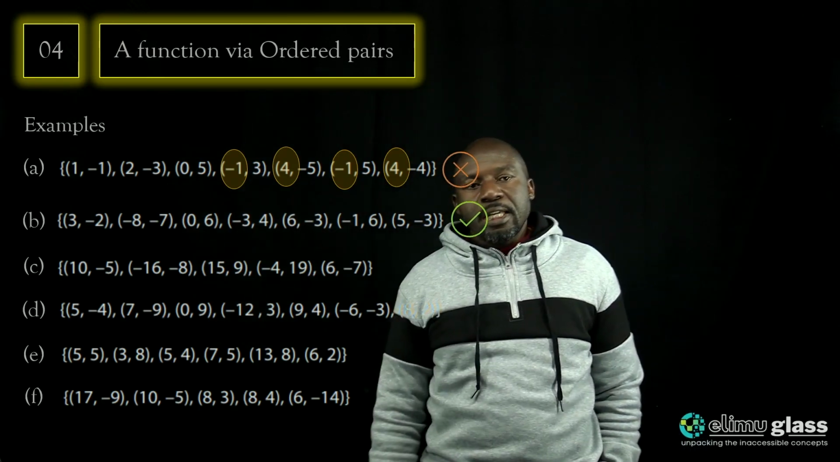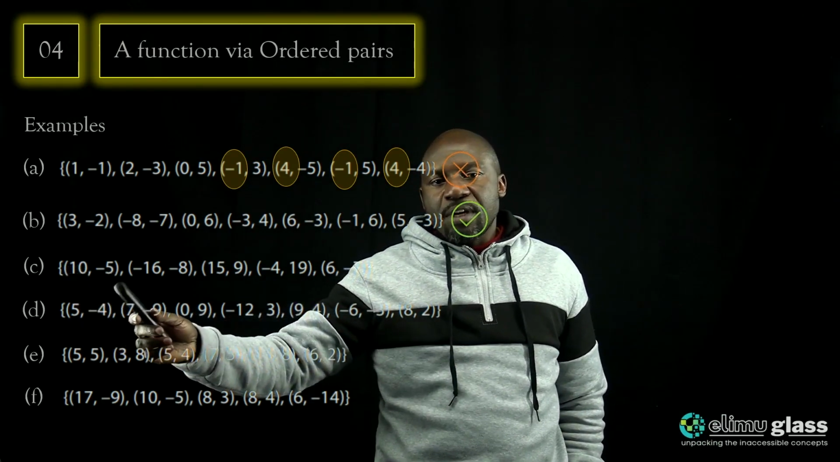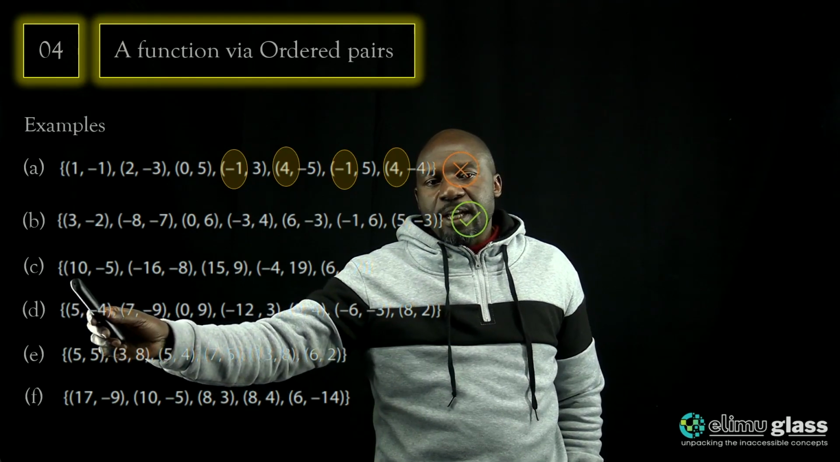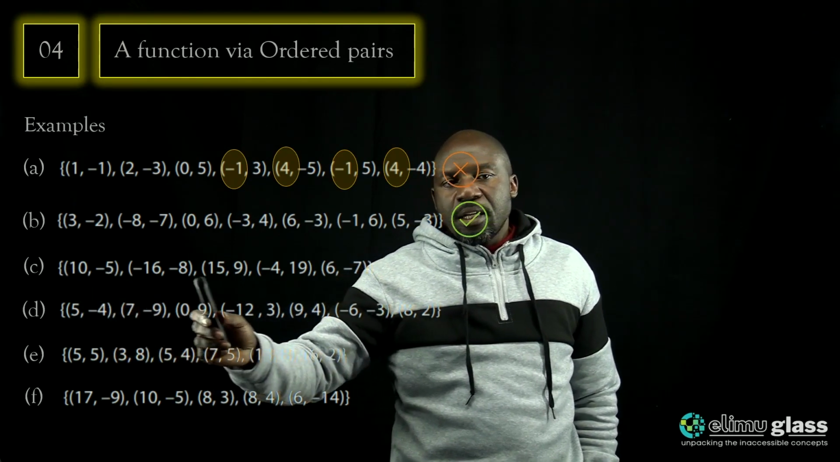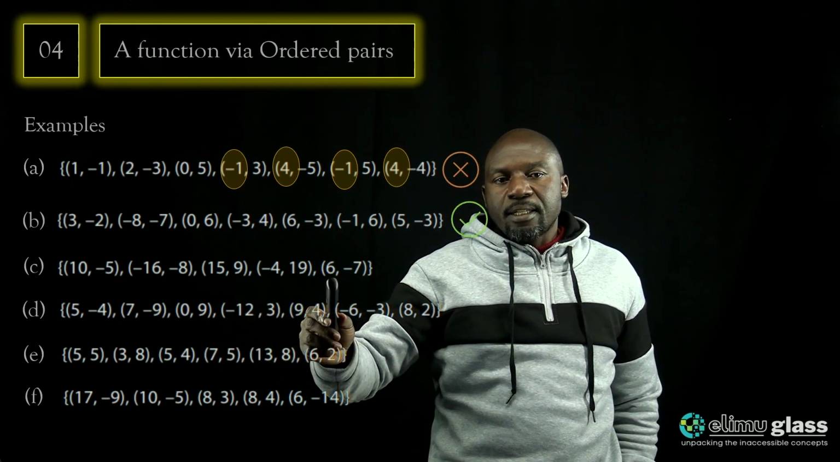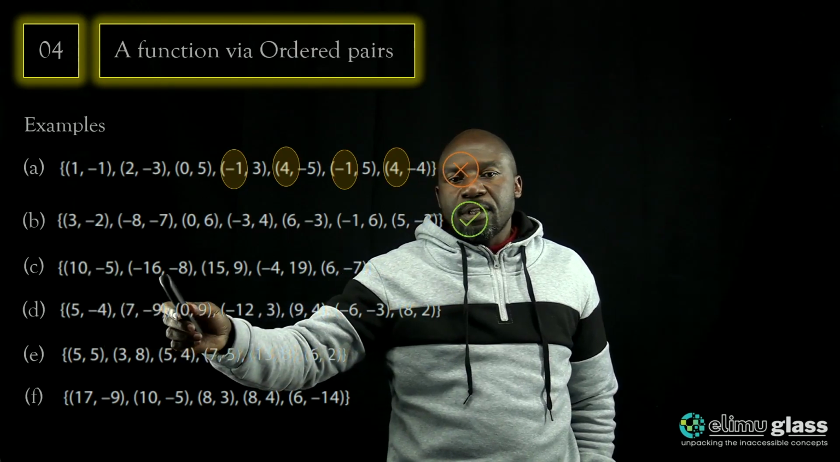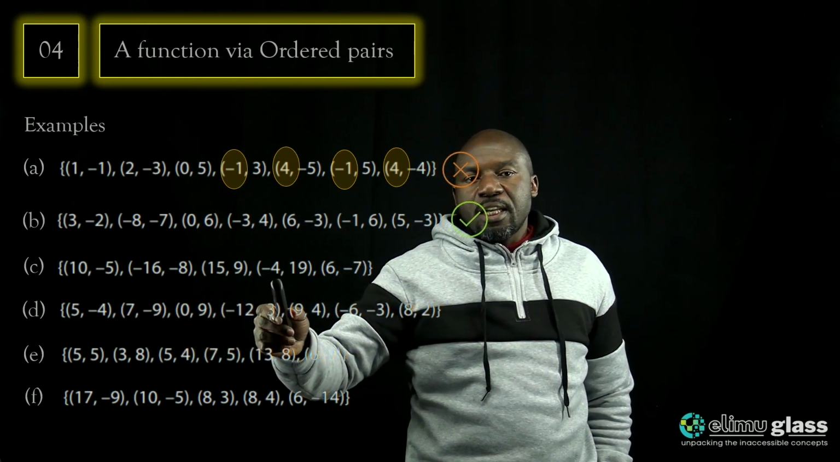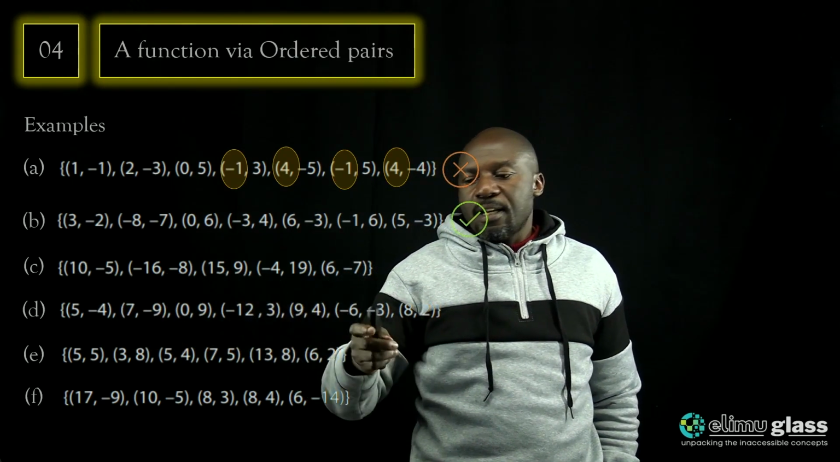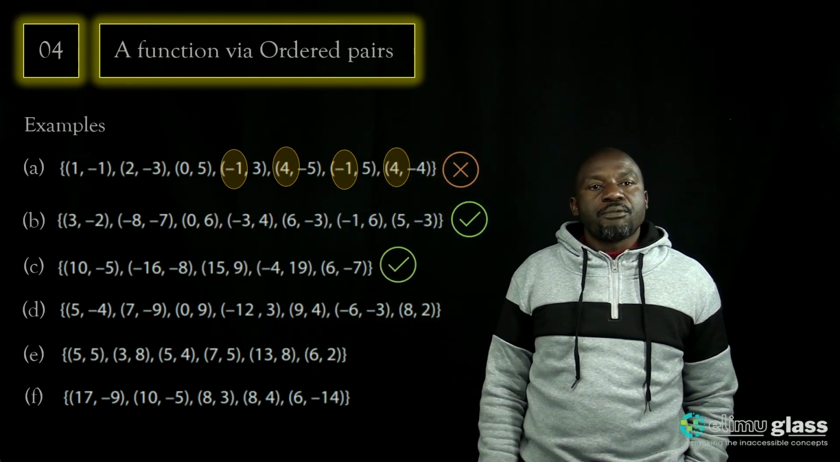Let's see number C, 10. So x is 10. Ignore the y values completely. So here we have 10, -16, 15, -4, and 6. I didn't see anything repeat there. Nothing has repeated, and therefore, I suppose this is a function.